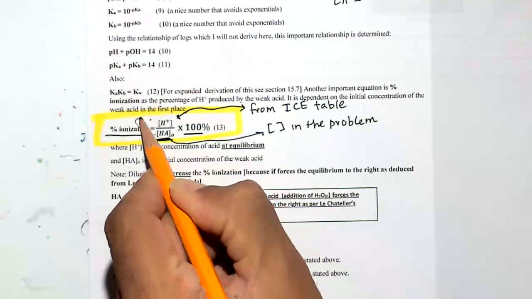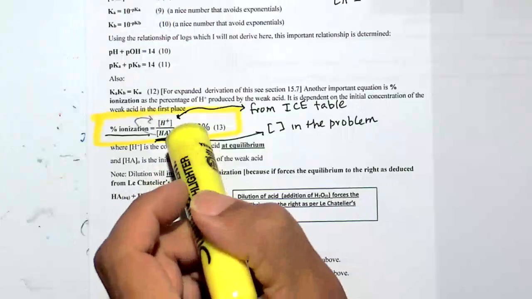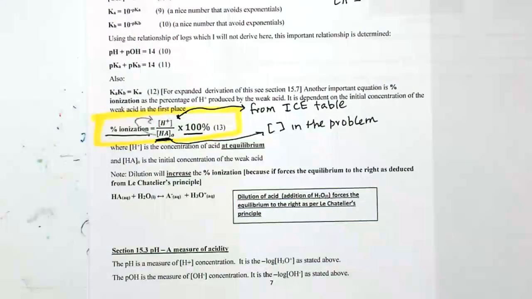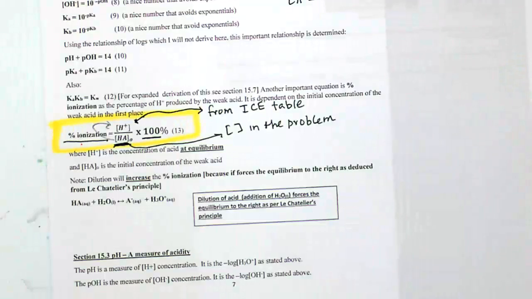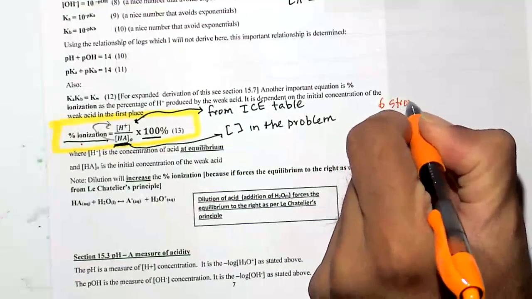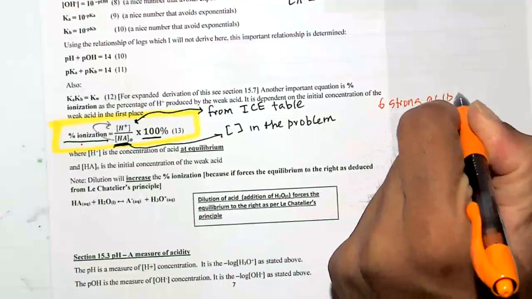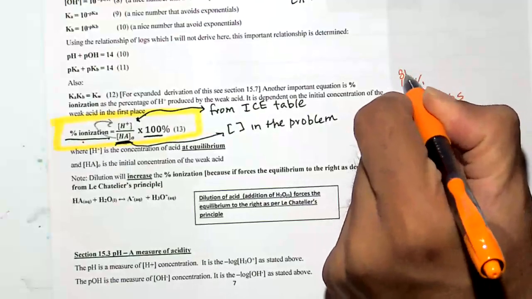If it's 100% ionized, nearly all the HA becomes H+. It's 100% ionization. So like that, there are 6 acids that we should memorize that do this. They're super strong. These 6 acids will give us 100%, that is full H+. These 6 strong acids will give 100% ionization.